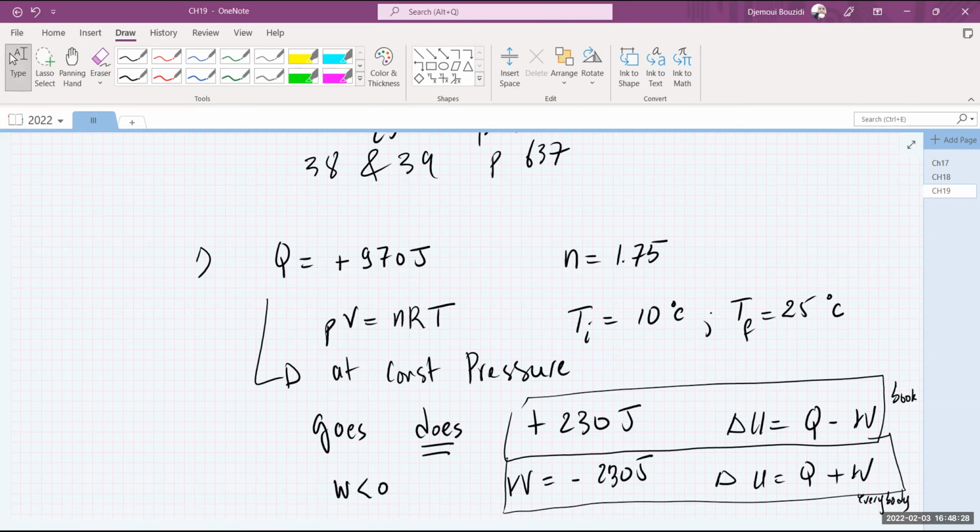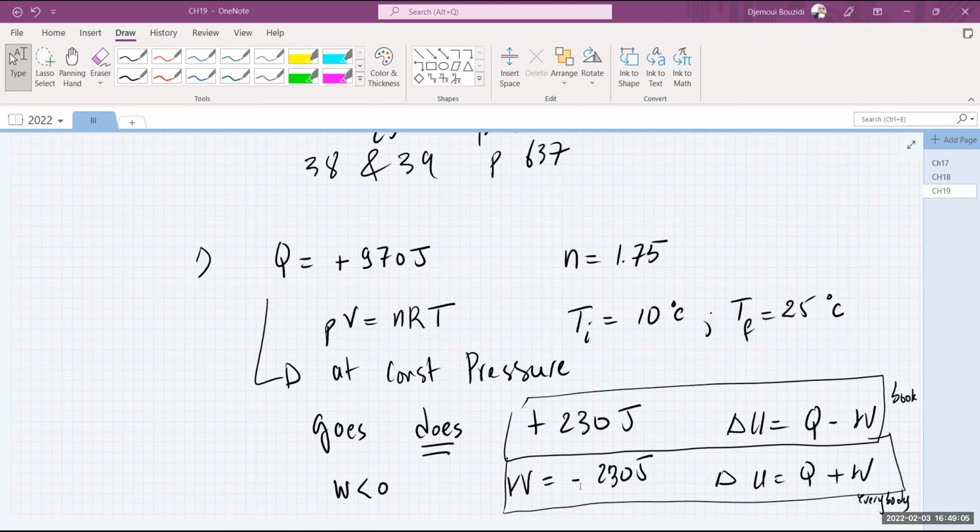Was somebody going to say something? Yeah, just to be sure, the reason we're saying it's negative is because it's specifically using the word does, right? Yeah, because they say it does work. And in this case, how does it do work? It loses energy. That's how everybody in thermodynamics books understands it. Since it does work, that means it lost energy in the form of work of this amount, which is 230 joules. And lost is negative.